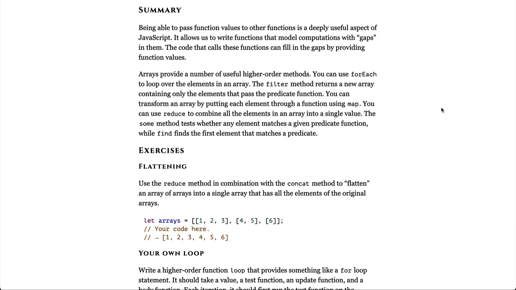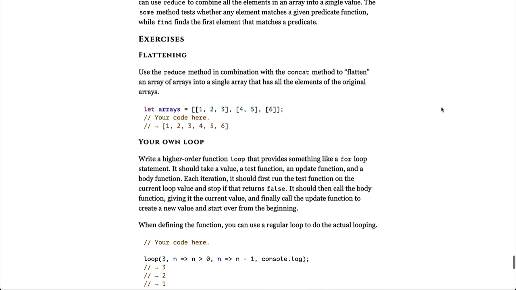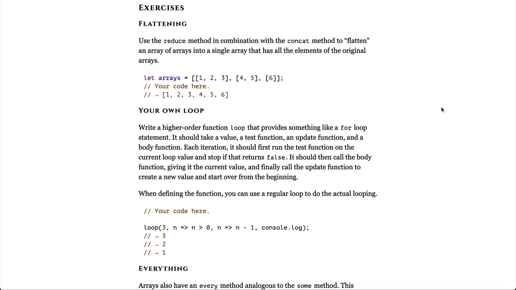You can use forEach to loop over the elements of an array. The filter method returns a new array containing only the elements that pass the predicate function. You can transform an array by putting each element through a function using map. You can use reduce to combine all the elements in an array into a single value. The some method tests whether any element matches a given predicate function, while find finds the first element that matches a predicate.